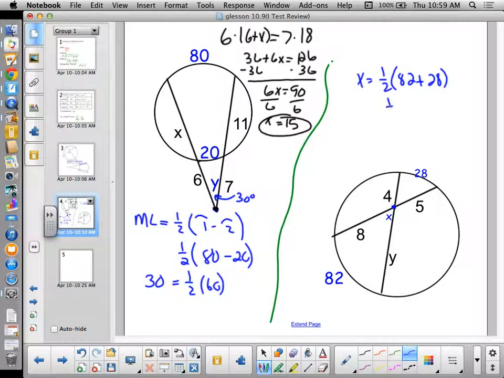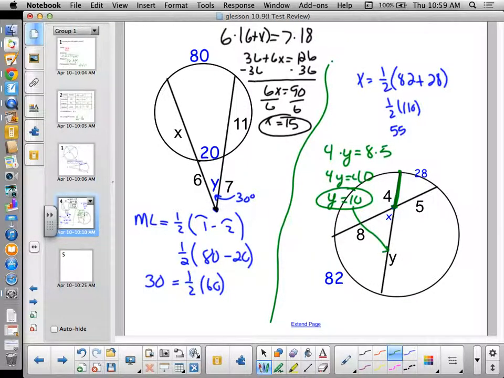So that gives me 110, which is 55. How about for the segments? Someone set that up for me. I'll start with the point of intersection here at 4, and it'll go up this way. So 4 times what? Equals 8 times 5, which is 40. So 4y equals 40. So y clearly is going to be 10. So setting up and solving problems like that, big part of the test.